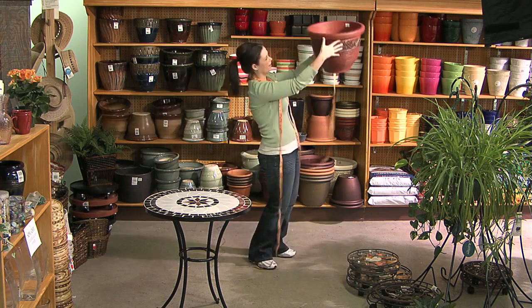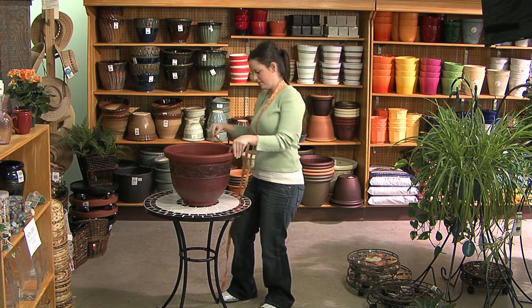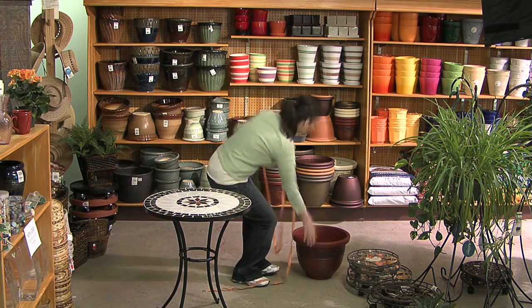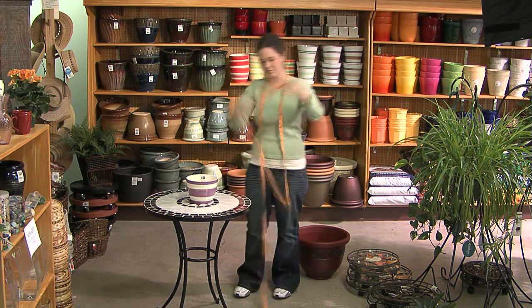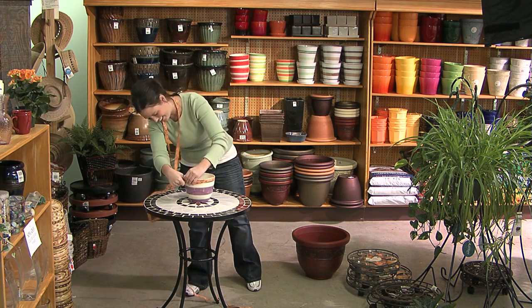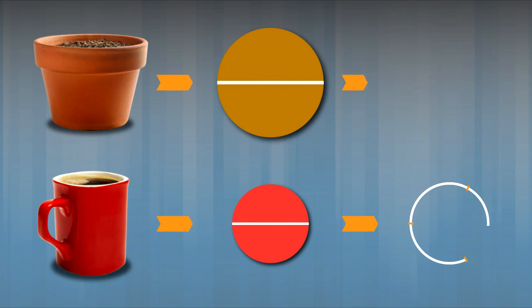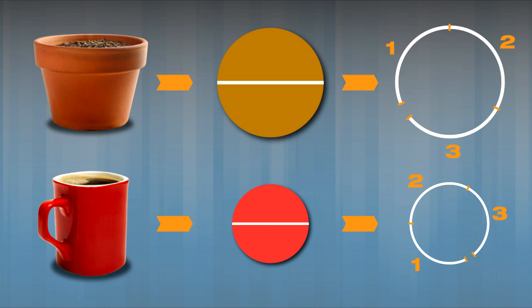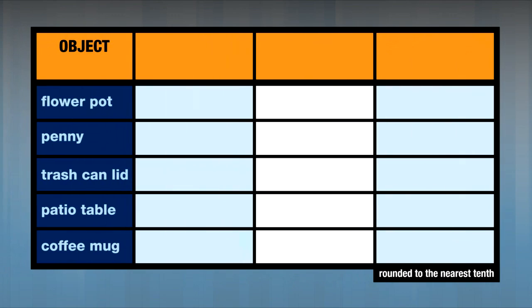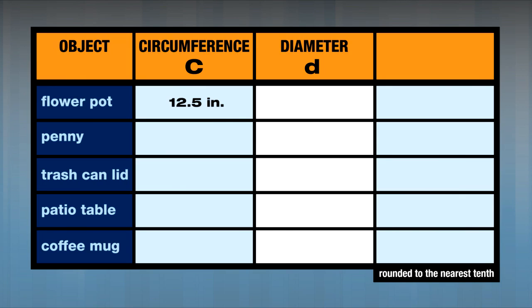I asked her to compare the circumference and diameter of several circular items around the shop. Everything from flower pots to coffee cups. Watch what happens. No matter how large or small the circle, it always takes a little more than 3 diameters to equal the circumference. If you don't believe me, try it for yourself. It works. Now, let's measure the circumference and the diameter of each of these objects and record the measurements in a chart.